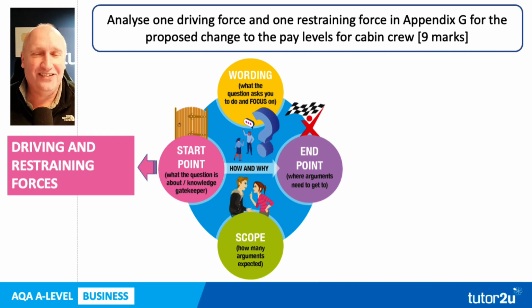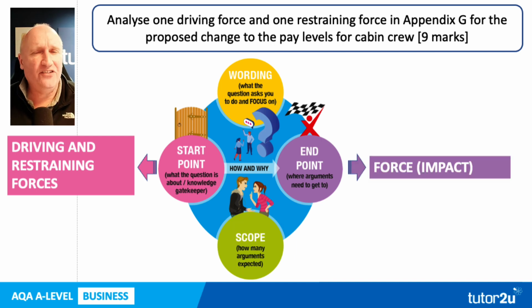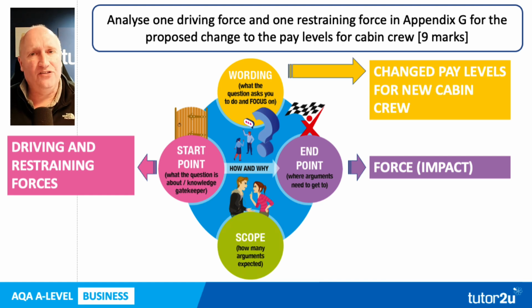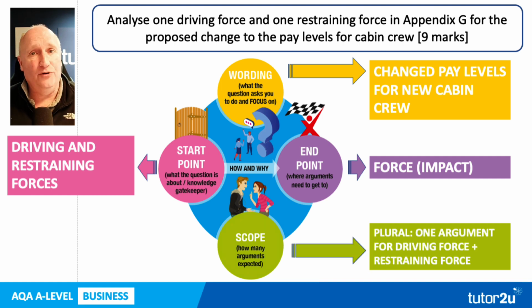But anyway, the question was about driving and restraining forces, and we had to analyse those in terms of their impact on GA. In particular, the wording of the question asked us to focus on the impact of the changed pay levels for new cabin crew. How many points? What was the range or the scope required here? Well, the question was explicit, wasn't it? Analyse one driving force and analyse one restraining force. So that's clearly an indication that here we need 2 points, don't we? One driving force, one restraining force. And that's the obvious way in which to structure this response.